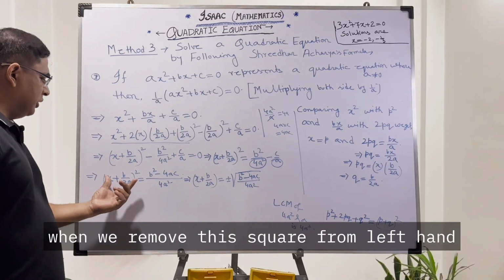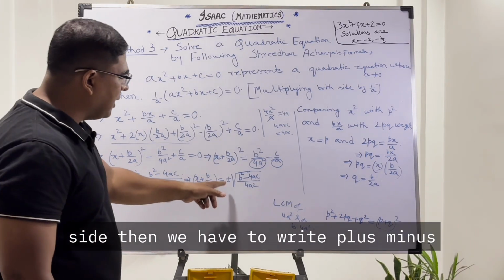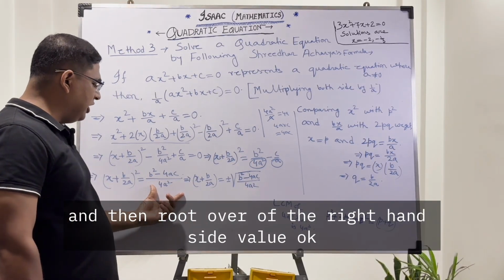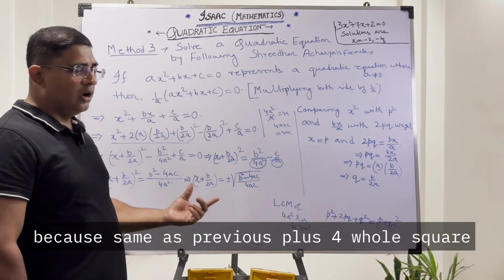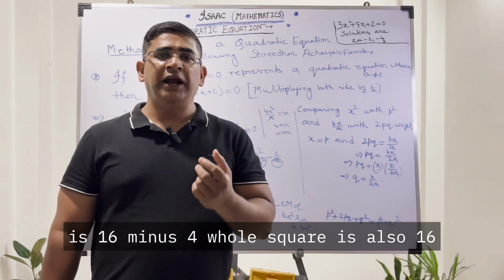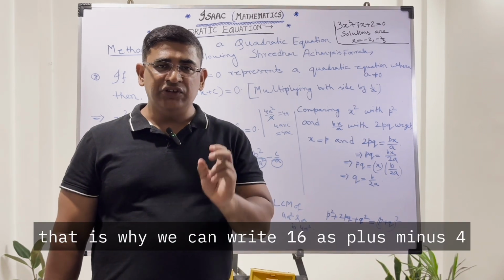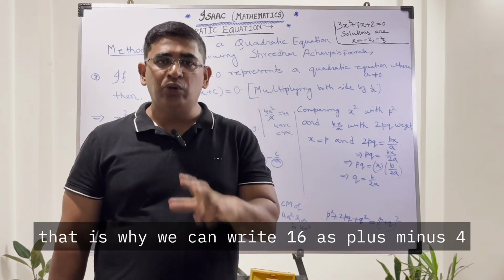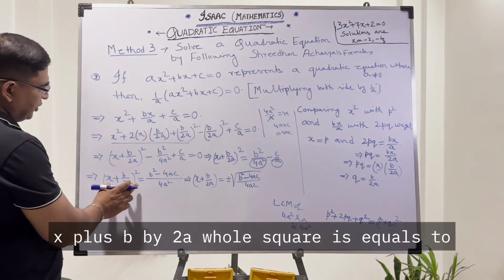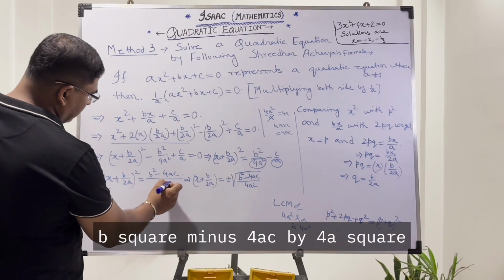When we remove this square from the left hand side, then we have to write plus minus and then root over of the right hand side value. Because same as previous, plus 4 whole square is 16, minus 4 whole square is also 16. That is why we can write 16 as plus minus 4 whole square. That is why x plus b by 2a whole square is equals to b square minus 4ac by 4a square.